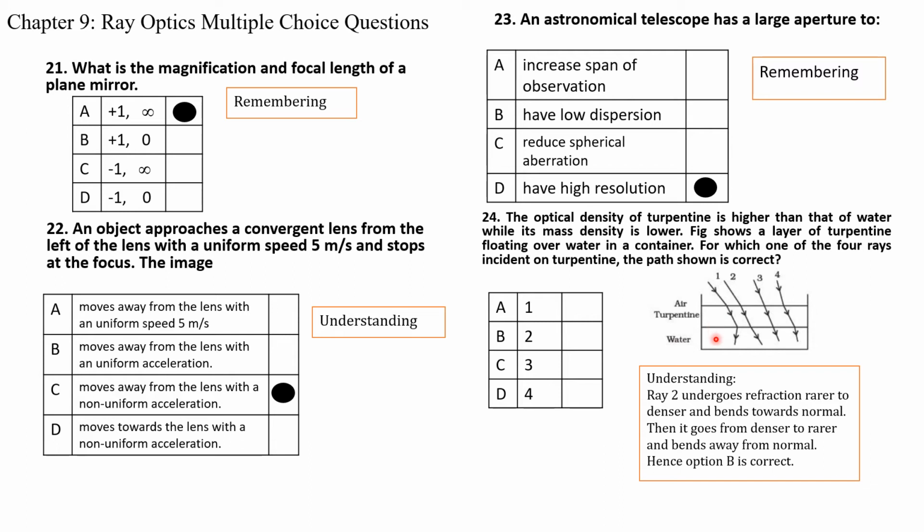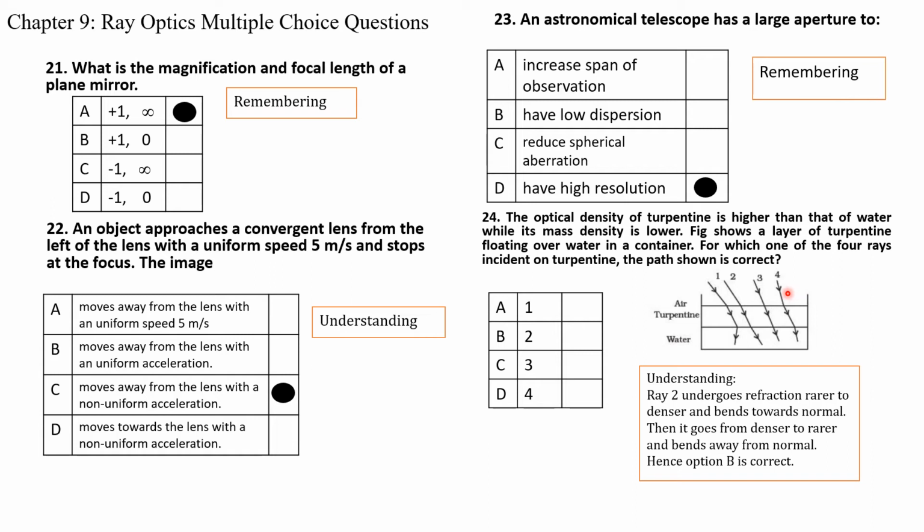And now he has given, for which one of the four rays incident on turpentine the path shown is correct. So there are four options given. Option 1 is here, ray 1. The ray path is shown like this. It comes here, and again it bends. Twice it bends towards the normal. Option 2: it falls, bends towards the normal, and then it moves away. Similarly, option 3 and option 4 are given.